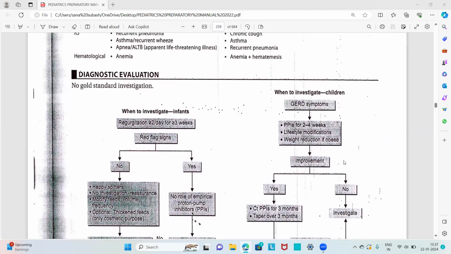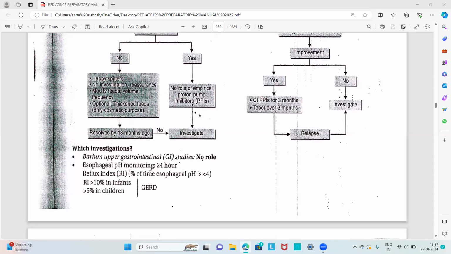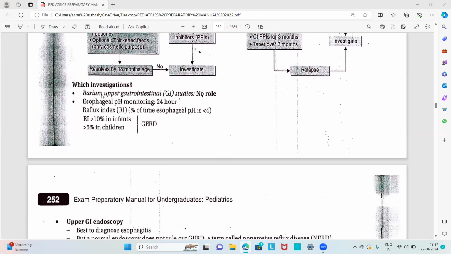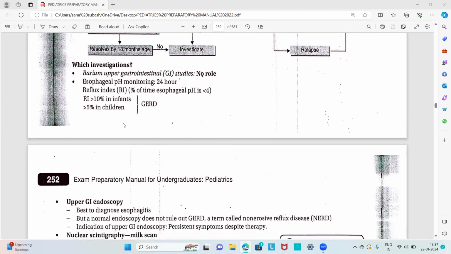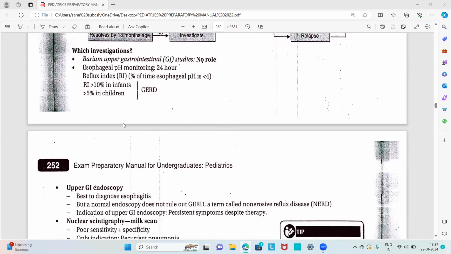So that is all regarding the diagnostic evaluation, and which investigations are used for gastroesophageal reflux disease. The usual investigations are the barium upper gastrointestinal studies, which usually have no role, but esophageal pH monitoring for 24 hours has an important role in the investigation of GERD. If the reflux index is greater than 10% in infants, and greater than 5% in children, that is indicative of GERD.